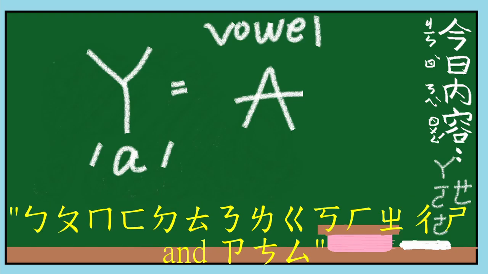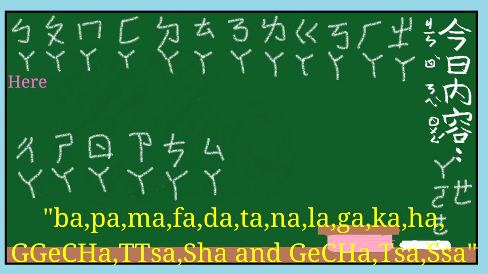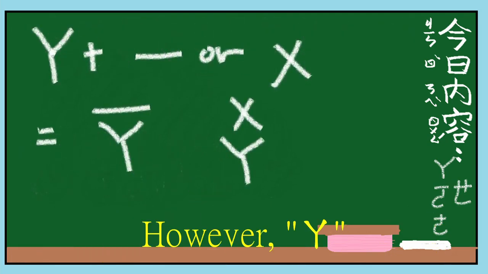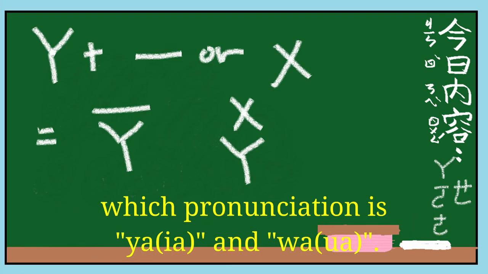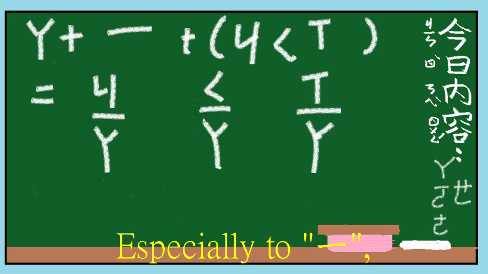A, O, E, A. First is A, which is similar to the vowel A, that is a. And the upper zooming that could combine with it is B, P, M, F, D, T, N, L, G, K, H, Z, C, S, and Z, C, S. Then the pronunciation of the compound words are ba, pa, ma, fa, da, ta, na, la, ga, ka, ha, cha, sha, ra and za, za, za.